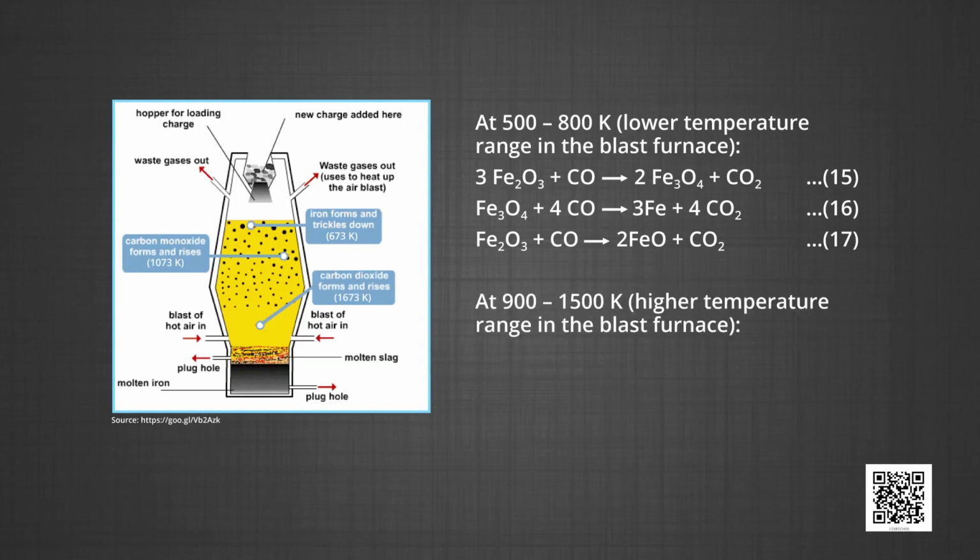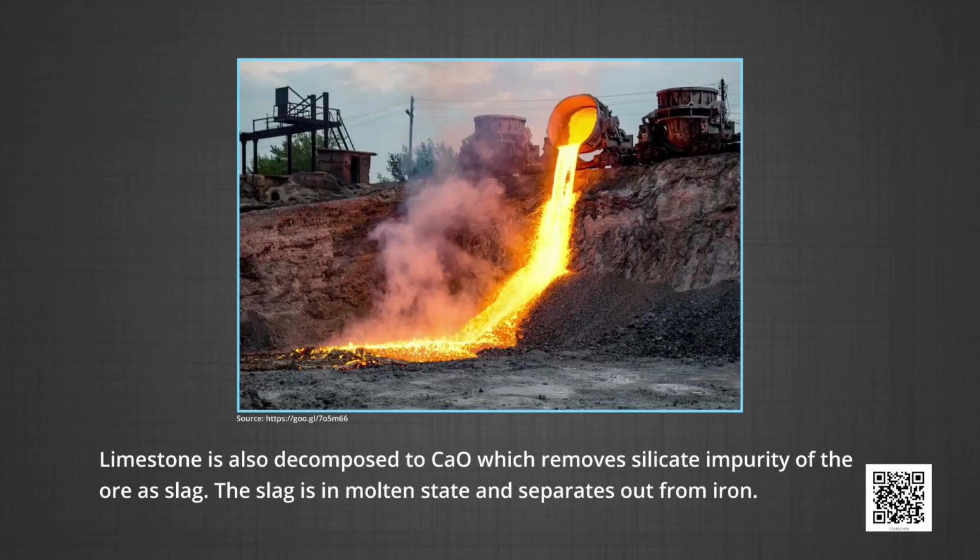At 900 to 1500 Kelvins, that is at high temperature in the blast furnace, coke reacts with carbon dioxide to form carbon monoxide. Also, iron oxide reacts with this carbon monoxide to form iron and carbon dioxide. Limestone is also decomposed to calcium oxide, which removes silicate impurity of the ore as slag. The slag is in the molten state and separates out from the iron, as you can see at the bottom of the blast furnace.